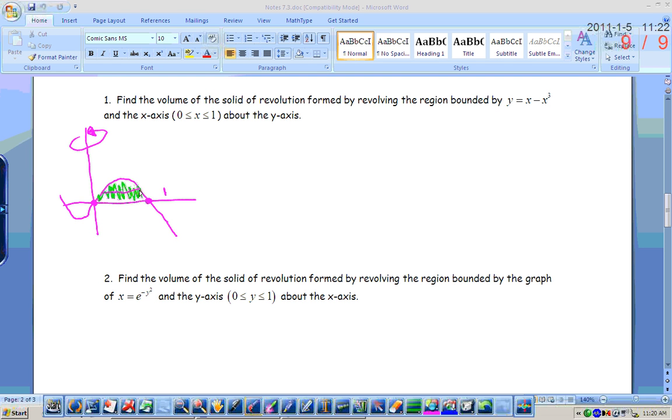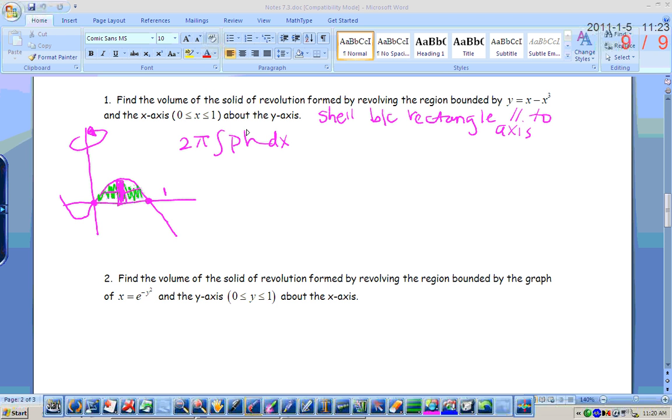So that's why we have to use the other method. Because we can't do a horizontal rectangle, I'm forced to do a vertical rectangle. And now that rectangle is parallel to my axis of revolution, which means I have to use the shell method. The formula for the shell method is 2 pi integral of pH, and because I have a vertical rectangle, the width of that rectangle is like an x, so I'm doing dx here.